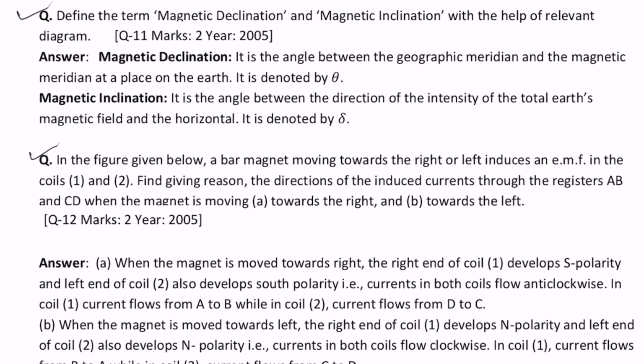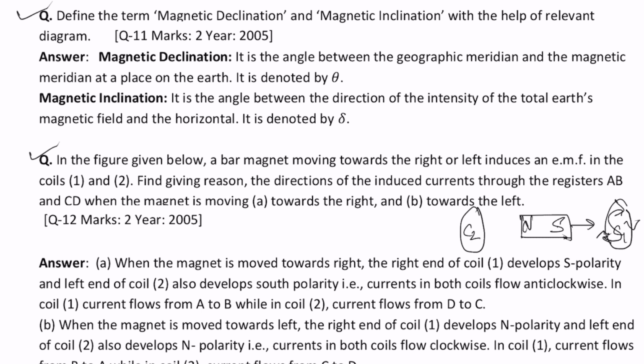Okay, why? Because suppose there is a magnet here, and there are two coils. Suppose this is coil 1 and this is coil 2. Now suppose when the magnet moves towards the south, the right end of the coil develops south polarity. Suppose this south pole is moving. This will develop south polarity because as per Lenz's law it will oppose the movement of the approaching south pole. So south pole is to be developed, correct?